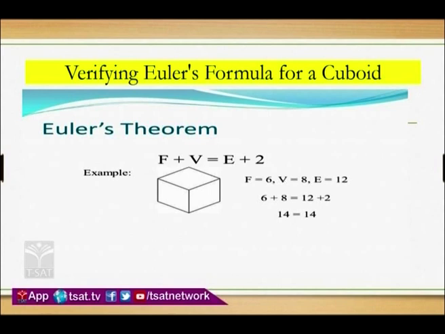I took a cuboid. Just now we discussed, for the cuboid, the number of faces is 6. Side faces are 4, top is 1, bottom is 1. Total 6 faces. How many vertices? 8 vertices. Top 4, bottom 4. How many edges? 12 edges. Top, bottom, sides: 4 into 3, 12 edges. Now substitute the f value, v value, e value in Euler's relation. That is f plus v is equal to e plus 2. 6 plus 8 is equal to 12 plus 2, that is 14 is equal to 14.